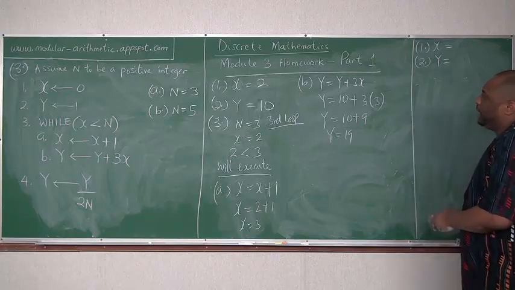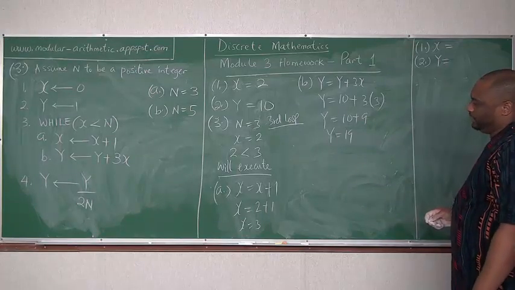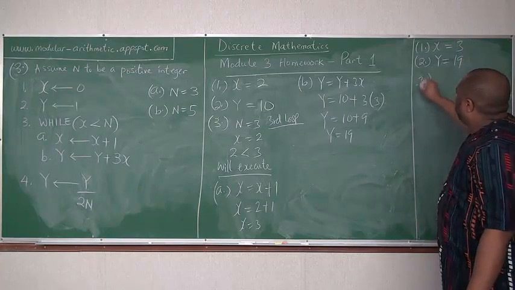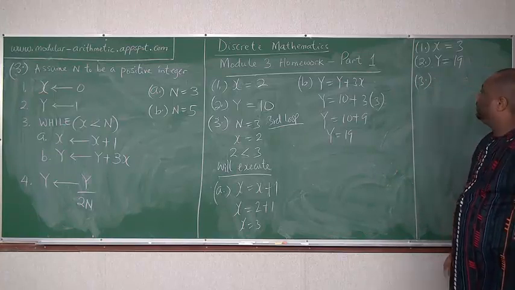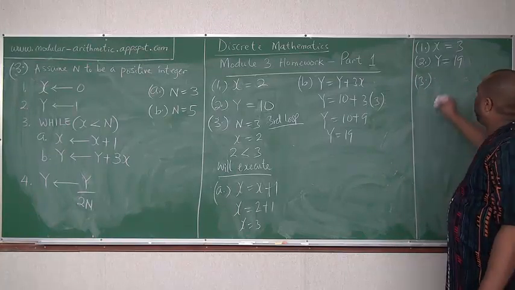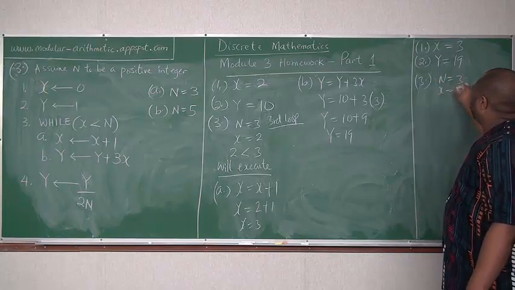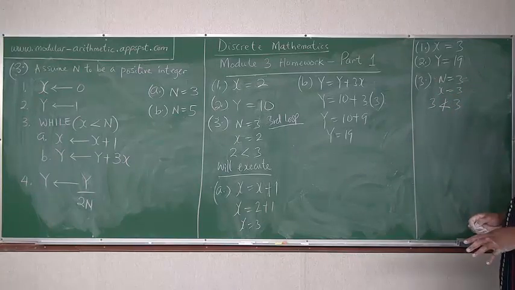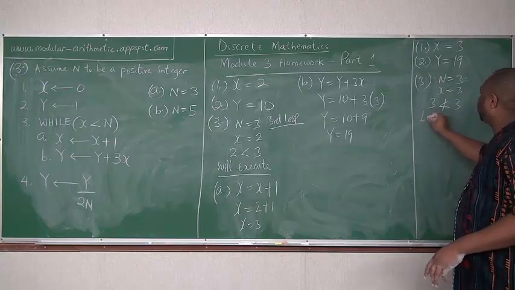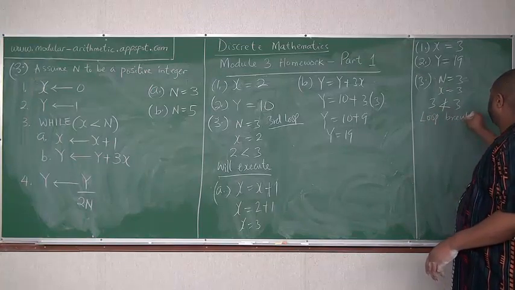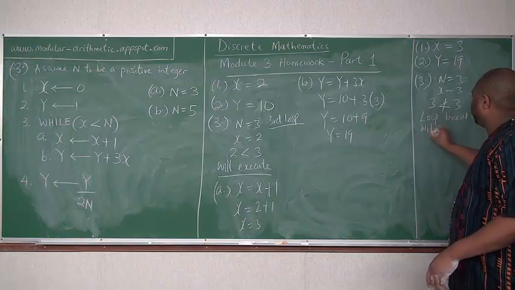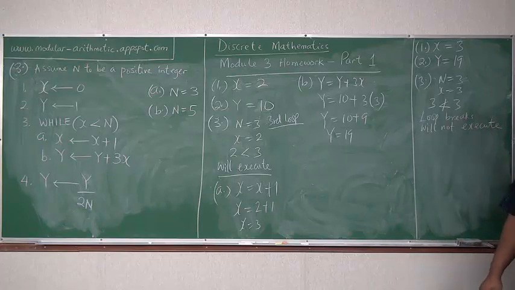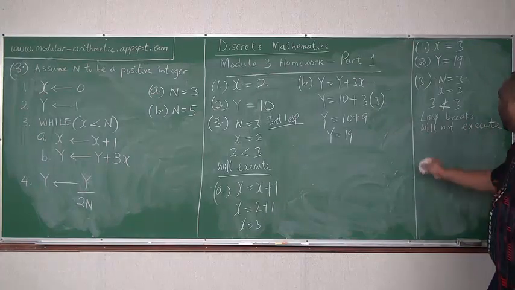We continue again here. Our x is equal to 3 and our y is 19. So number 3, command statement: our n is 3, our x is 3. So 3 is not less than 3. Okay, so the loop breaks. It will not execute. So we now check our y.